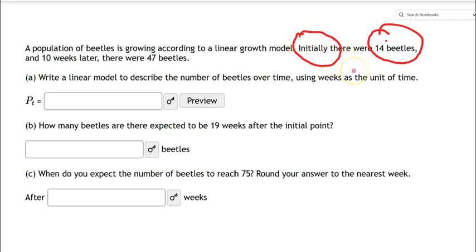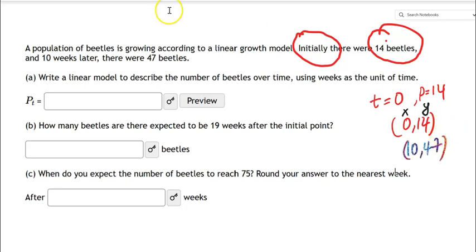So we can write this as time equals 0, number of beetles equals 14, so p equals 14. Basically this is the point (0, 14), and we can also think of this as x and y, x as time, and y as population. So this is one coordinate, one point. And if you look at the next, you can see that 10 weeks later there are 47 beetles. So we have 47, it's another point. So 2 points, and to find the linear model, we have the formula y equals mx plus b.